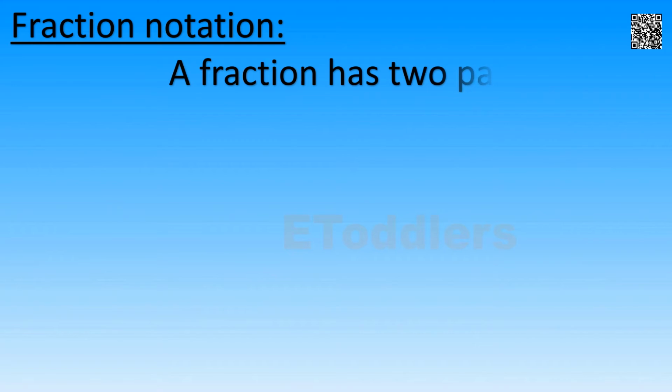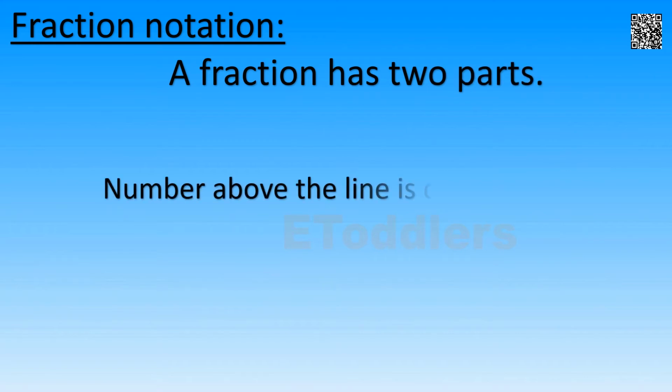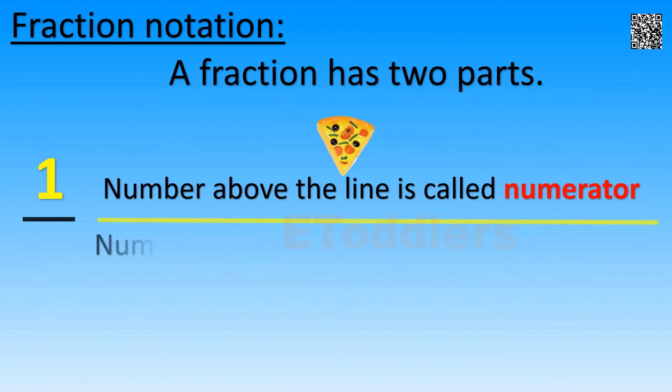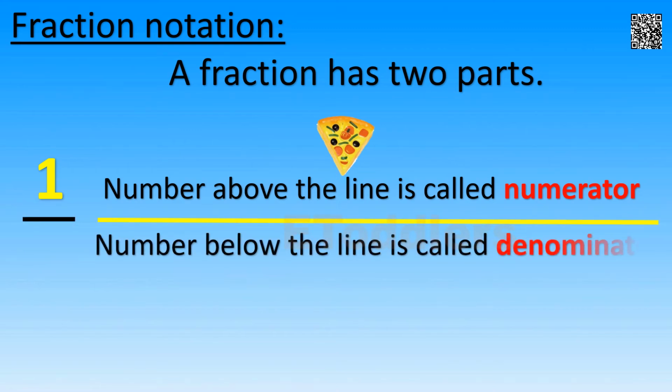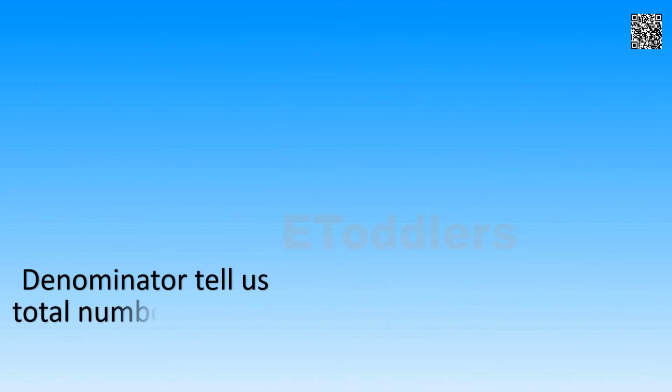Fraction notation. A fraction has 2 parts. The number above the line is called the numerator. The number below the line is called the denominator. The denominator tells us the total number of parts in a whole.